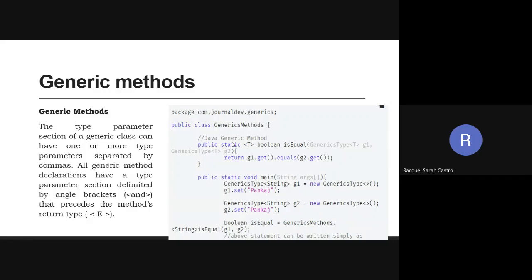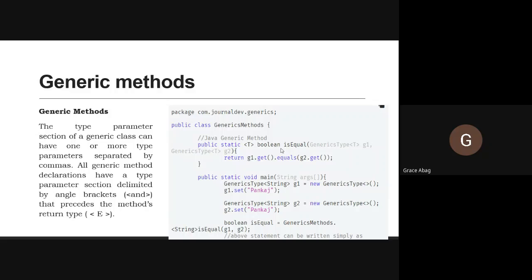The type parameter section of a generic class can have one or more type parameters separated by commas. All generic method declarations have a type parameter section delimited by angle brackets that precedes the method's return type. All right, thank you, Rags.